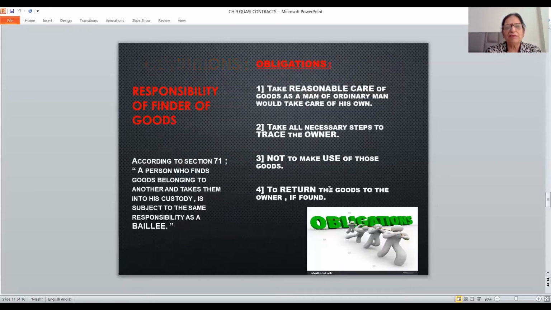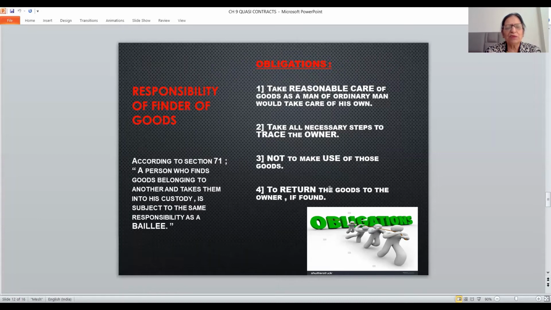So moving ahead, friends, the next point is responsibility of finder of goods. Who is a finder of goods? Any person who finds goods lying anywhere on the road or on the street, and takes the goods into his own custody, will be known as a finder of goods. So friends, section 71 provides that a person who finds goods belonging to another and takes them into his own custody is subject to the same responsibility as a bailee.